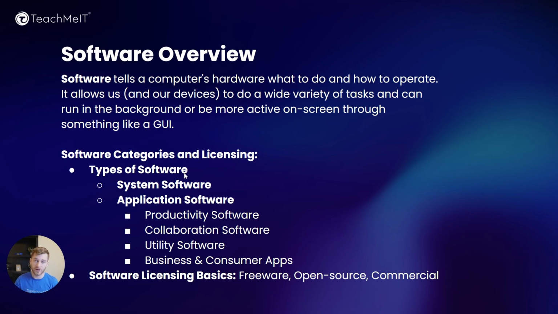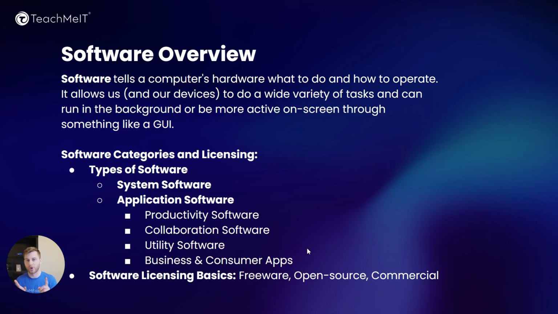First, in terms of the software categories and types of software, we have system software, which is any sort of software that sits on our system and usually runs in the background. From there, we have application software, which is a lot more common. Some examples of these are productivity software like Office products such as Word, Excel, and more, and collaboration software like Zoom or Microsoft Teams. From there, we also have utility software and business and consumer apps.